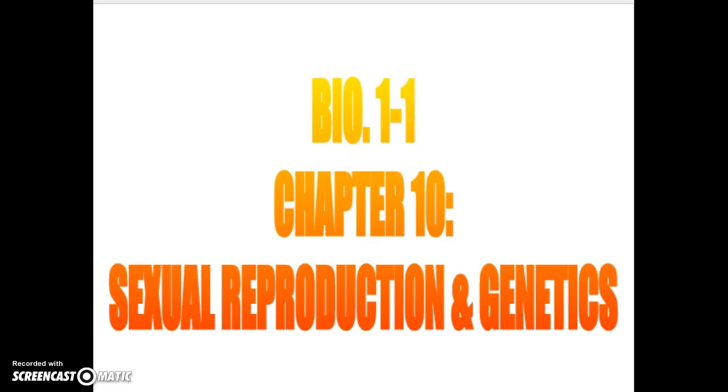This is Biology 1, Chapter 10, Part 4 of Sexual Reproduction and Genetics. In this video lecture, we will be taking a look at how to perform a dihybrid Punnett cross and also discuss probability.